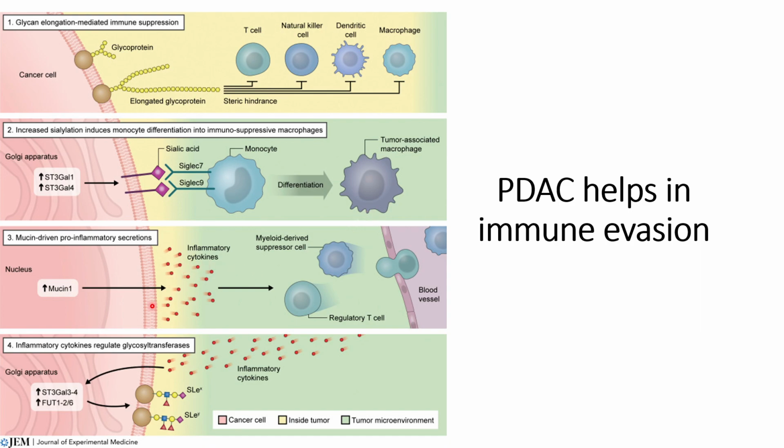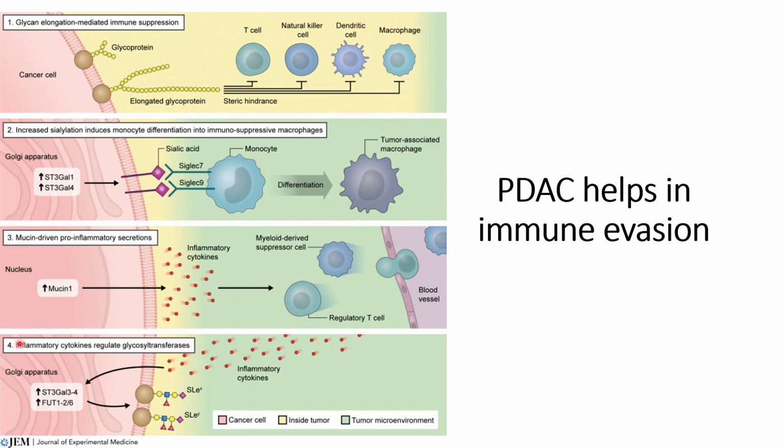The next thing is that the overexpression of mucins in the tumor cells, because of mutations, will release some inflammatory cytokines. That helps in the upregulation of myeloid-derived suppressor cells and regulatory T cells, and this then helps in the suppression of the activated T cells and reduces the immune response.